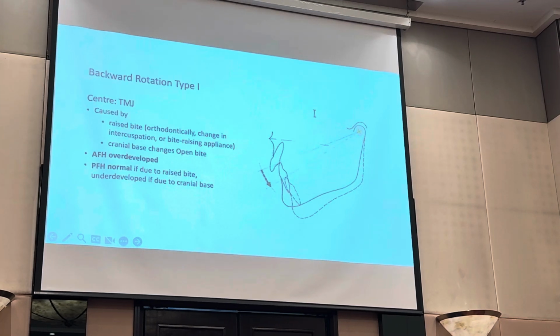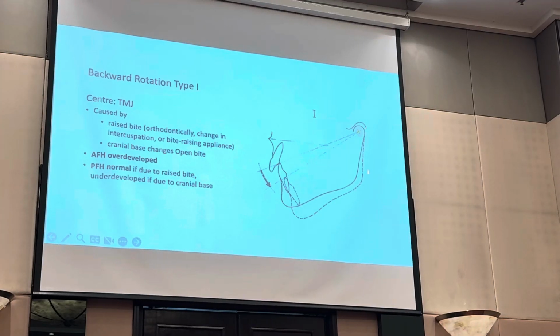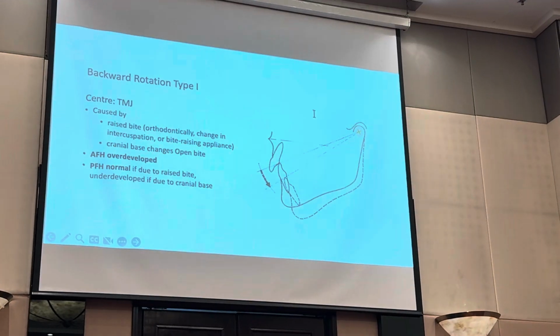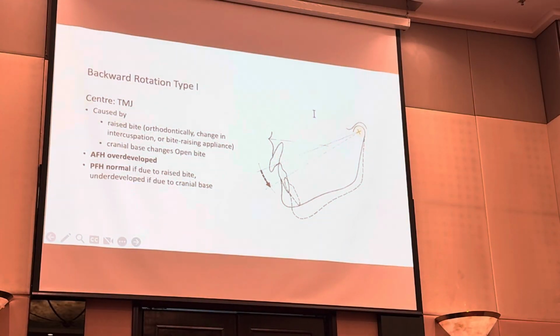So let's look at type 1. It is caused by a raised bite. So if you have patients where you were treating them and then suddenly you have an AOB, you have caused them to have a type 1 backward rotation. Now in terms of development also, what we can see is that you tend to have an increased anterior face height, normal posterior face height, okay?